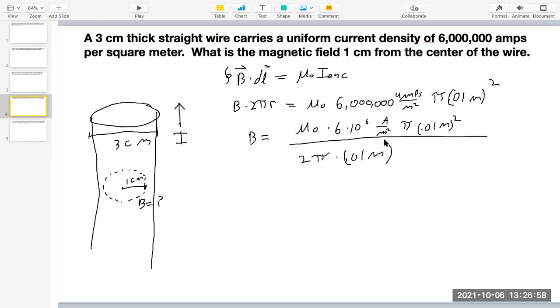So one power of the radius ends up canceling out. Because as it gets bigger, there's not only more current that passes through, but there's also a longer path to integrate over. This pi can cancel out.